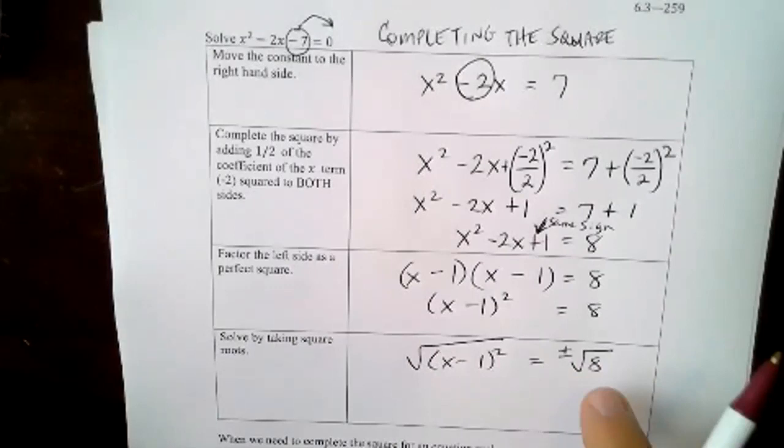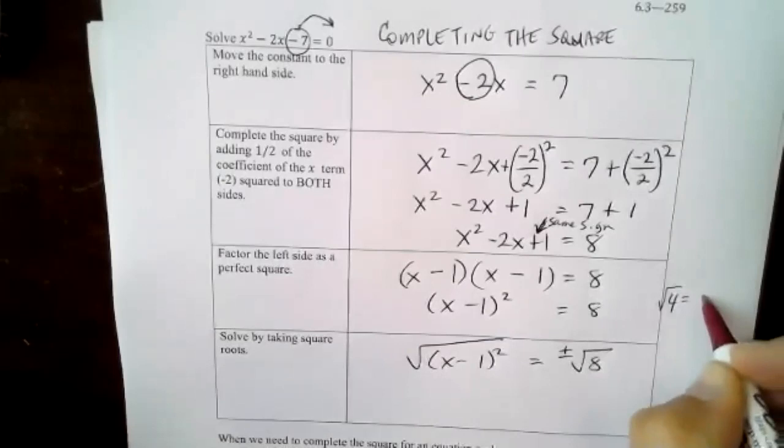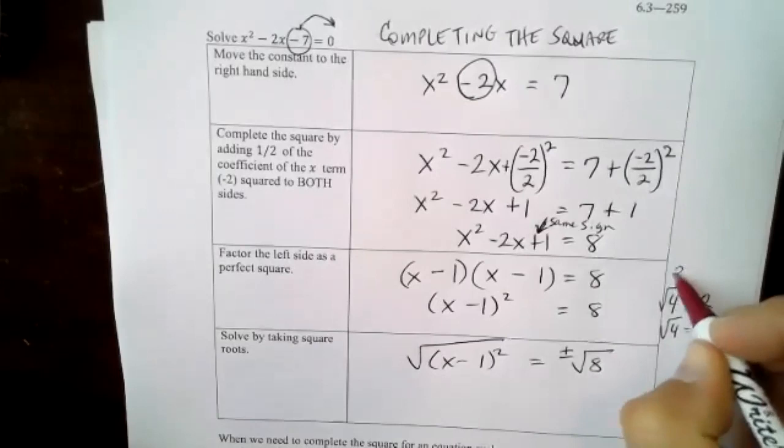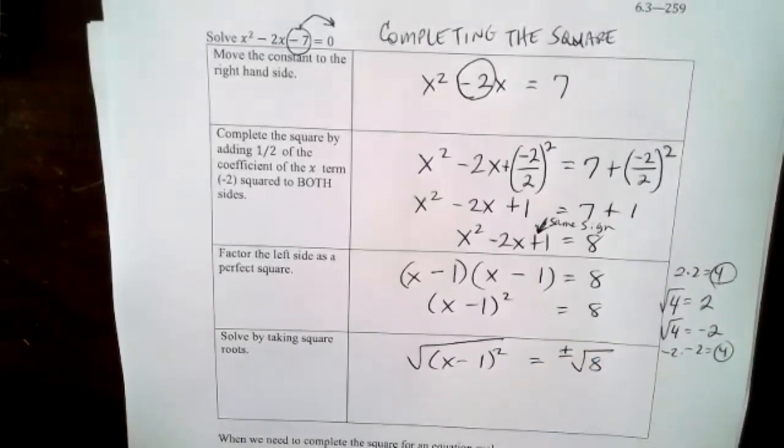This comes back to the fact that the square root of 4 can be both 2 and it can be negative 2. Now why is that? Because 2 times 2 is 4 and negative 2 times negative 2 is 4. So we'll get the same thing both ways. So it's the same idea here. That's why it can be both positive and negative.